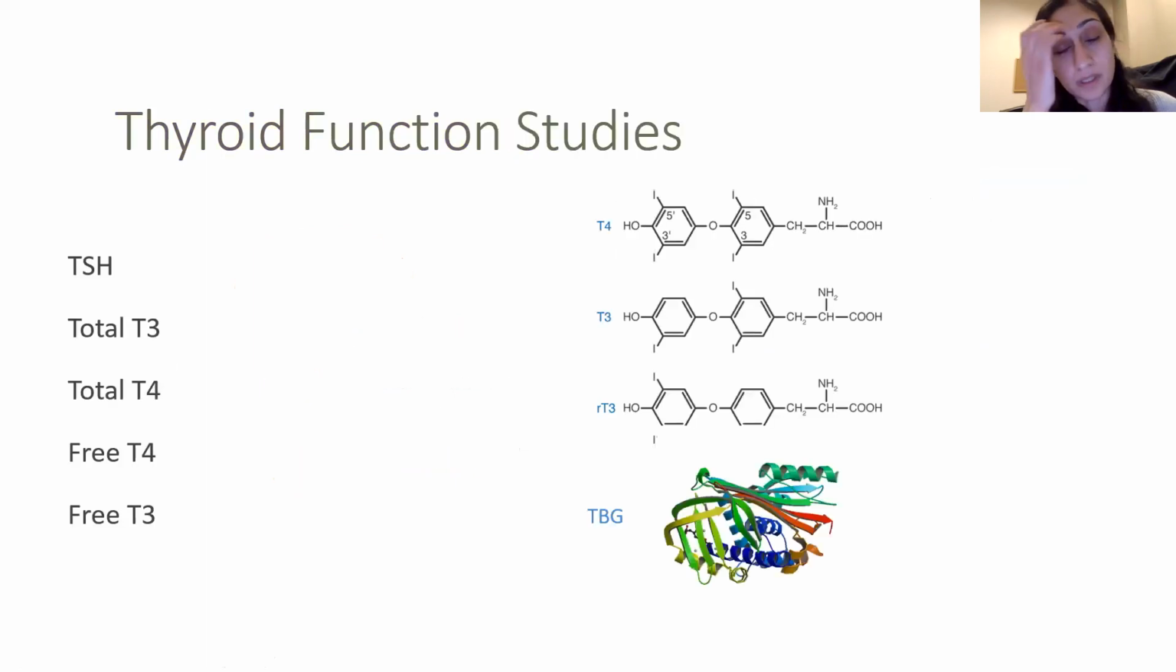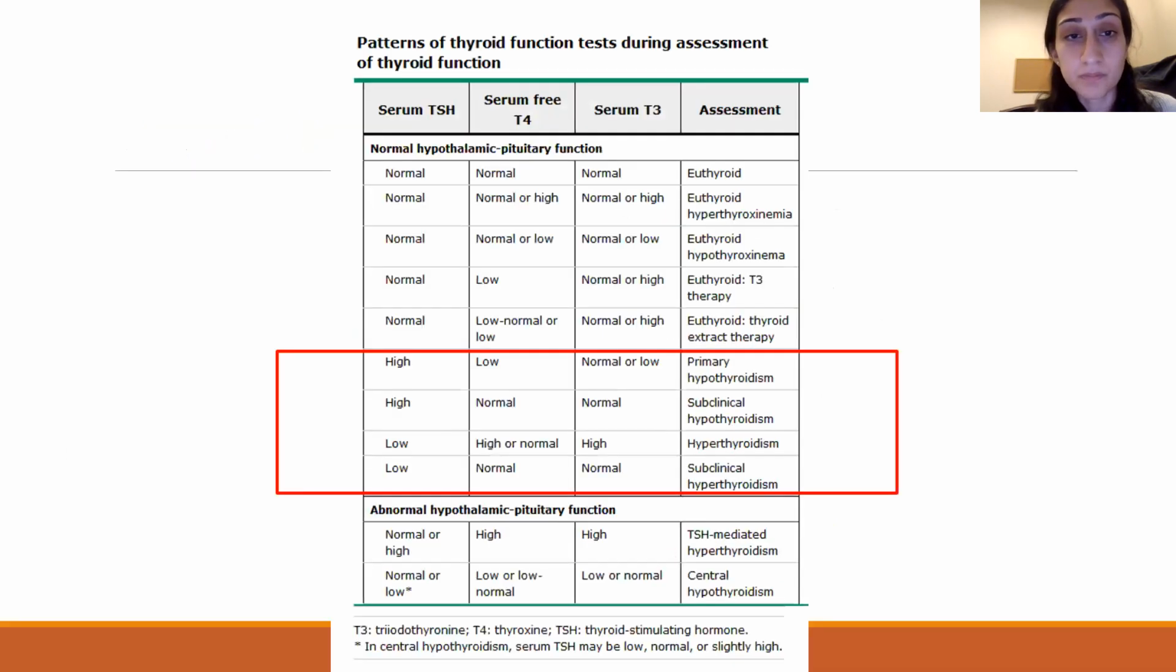These are the thyroid studies that we typically order, and I'll go through which ones we order, when, and why. Free T3 and free T4 are your active hormones. They're bound to a protein called TBG, and that's what makes up your total T3 and your total T4. And so we'll look at when to order those tests.